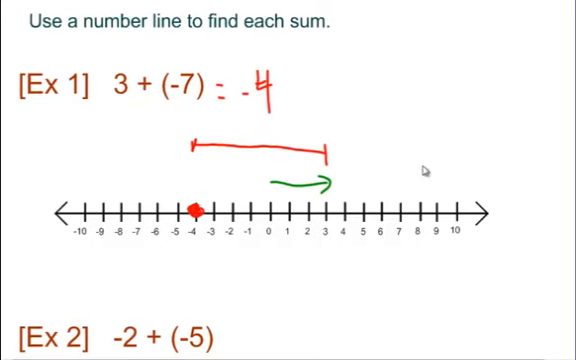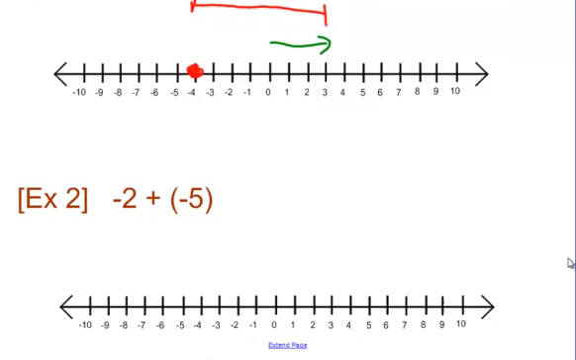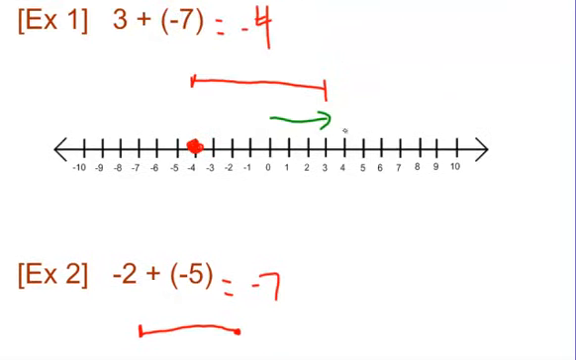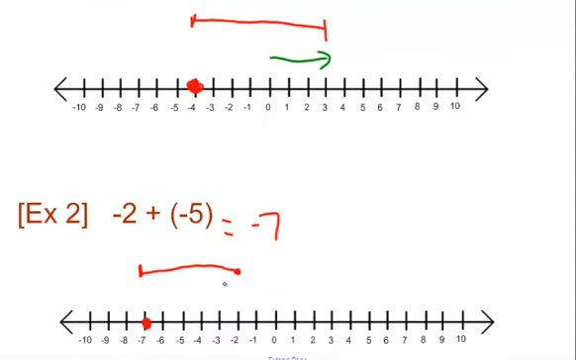And let's try this one. We have negative 2 plus negative 5. So let's go from 0. We'll go to negative 2 and start there. And then we're going to get 5 more negatives. So let's go 5 more negative. 1, 2, 3, 4, 5. And we're going to end on negative 7. So our answer is going to be negative 7. If it's positive, you move to the right, just like we did up here to positive 3. If it's negative, you move to the left.